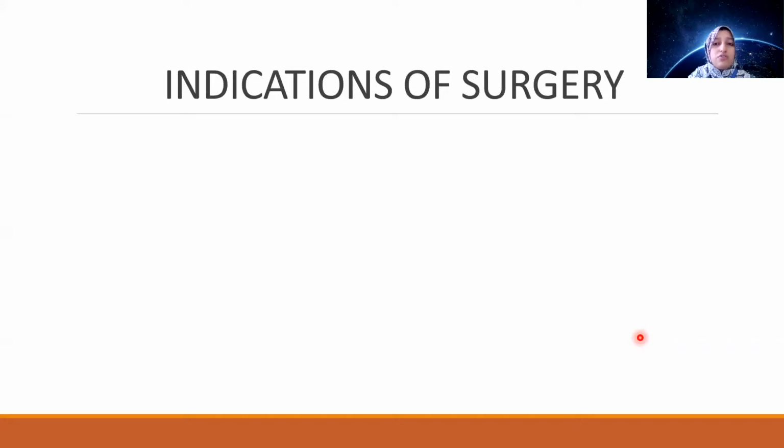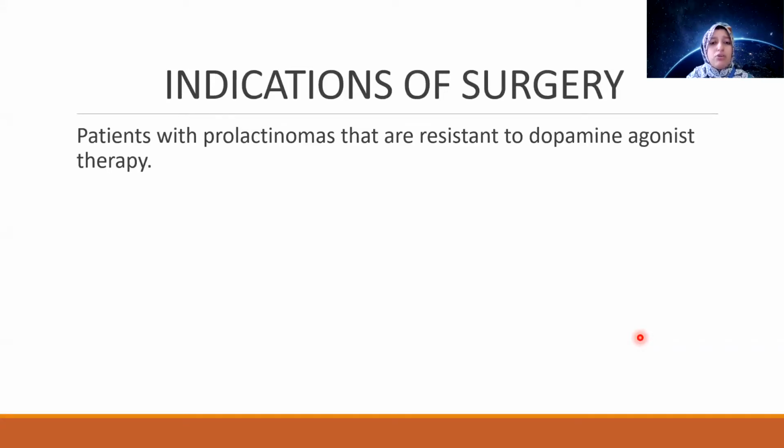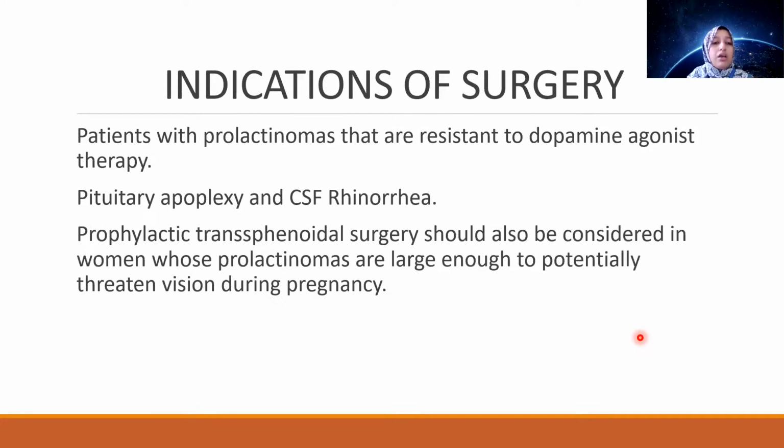Now, what are the indications of surgery? Number one, patients with prolactinoma that are resistant to dopamine agonist therapy. Number two, the patient presenting with pituitary apoplexy or CSF rhinorrhea. This is like a neurosurgical emergency.